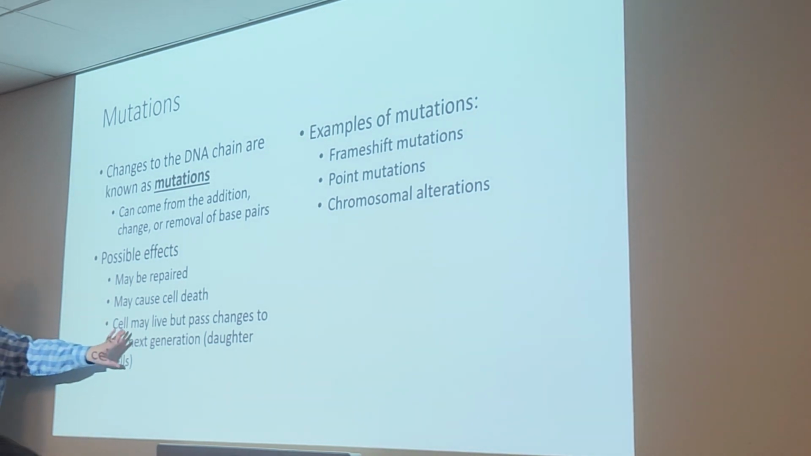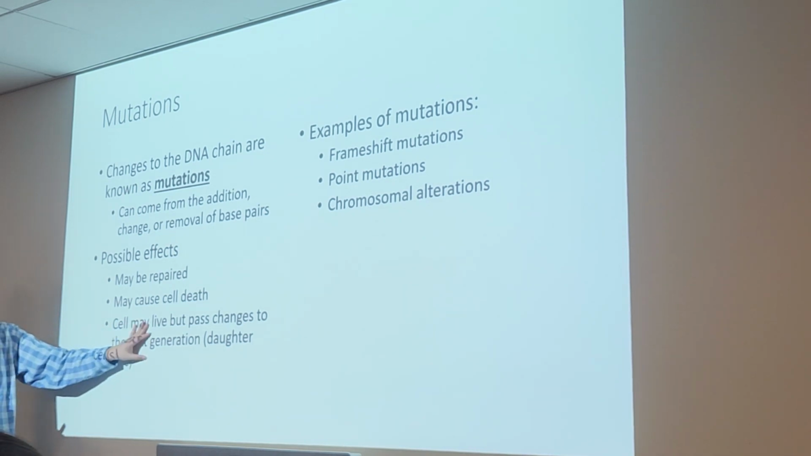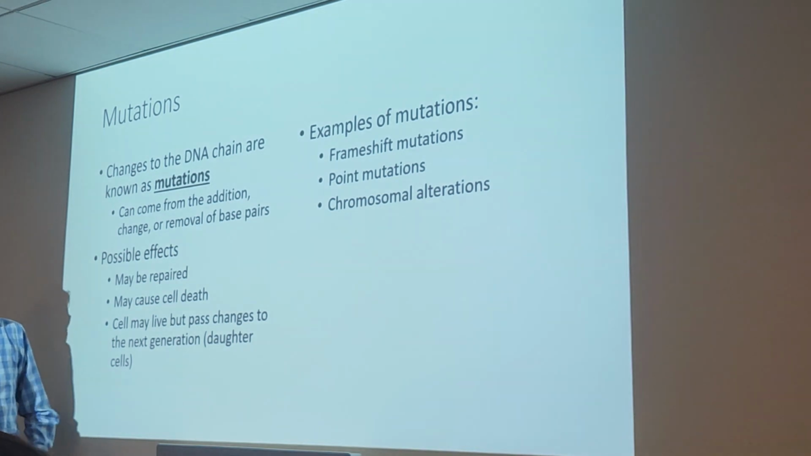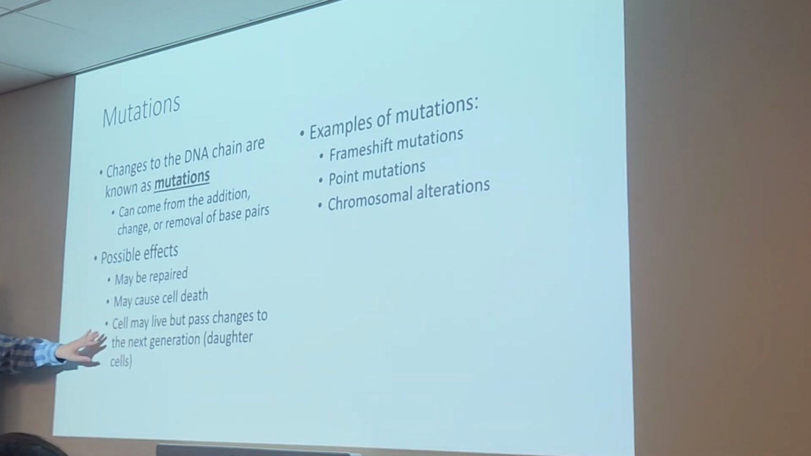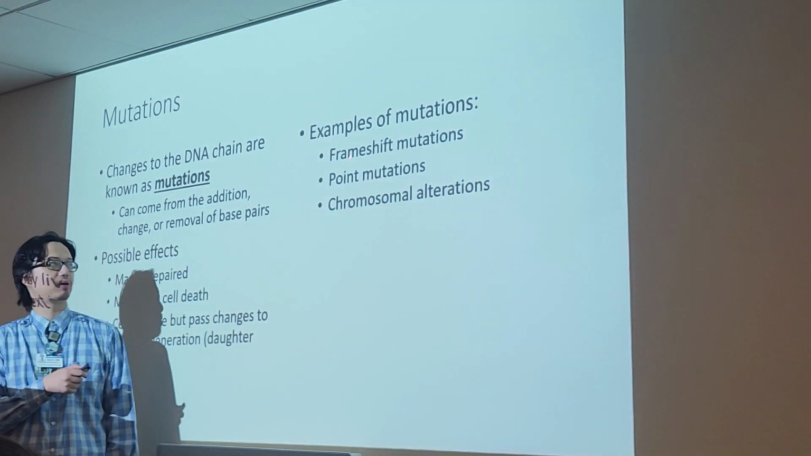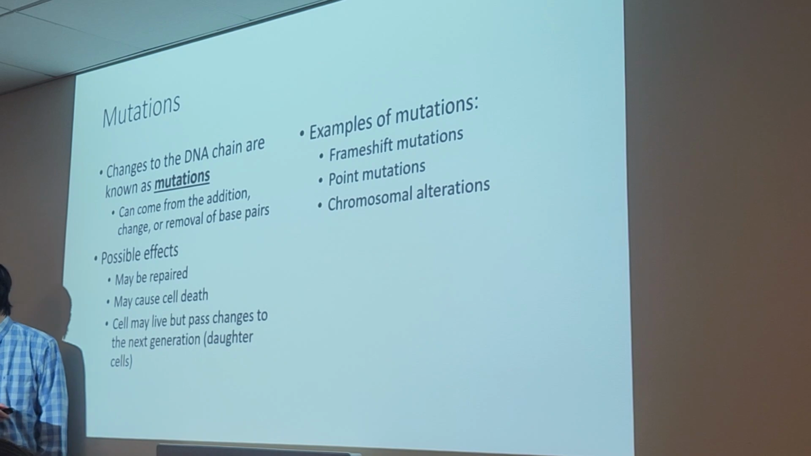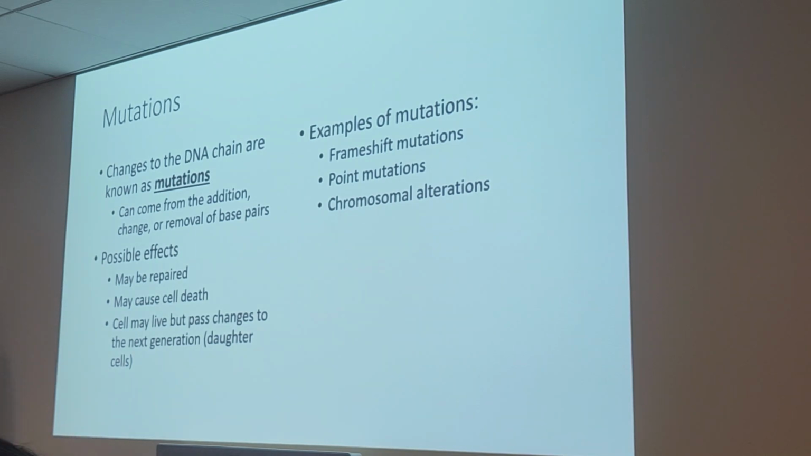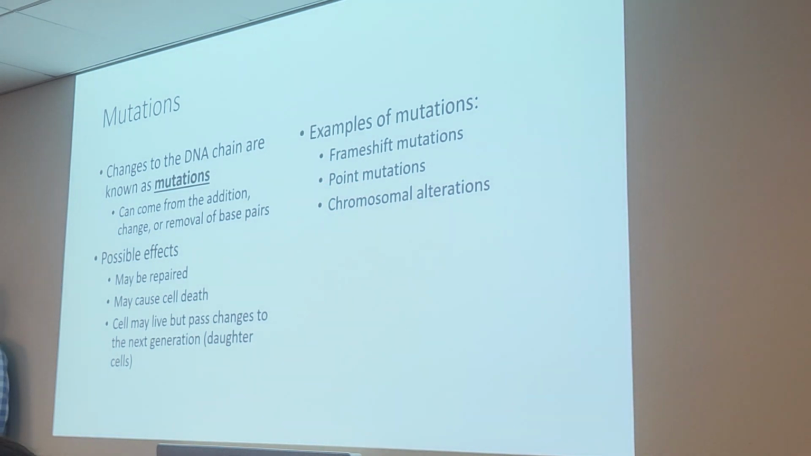If it's in a somatic cell, the somatic cells will just keep replicating and you'll see this mutation inside the somatic cells, the body cells. It's not like these are going to get passed on to the children, the kids of the person. It's just going to be those body cells. And finally, examples of mutations are frame shift, point, and chromosomal alterations. Of these mutations, we are going to focus on chromosomal alterations. We're going to briefly talk about these, but the important one is chromosomal aberrations.